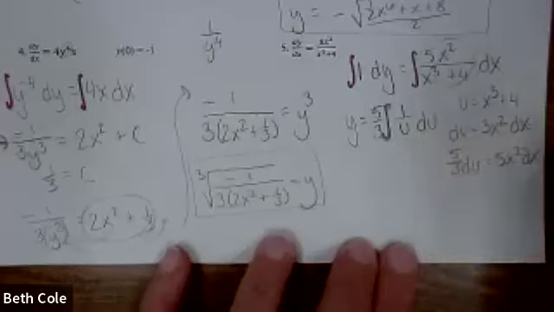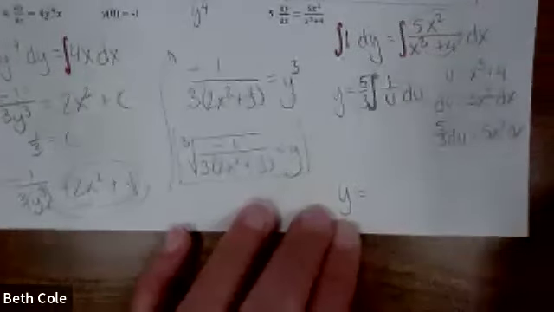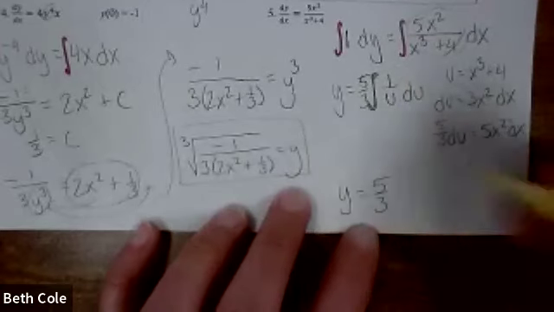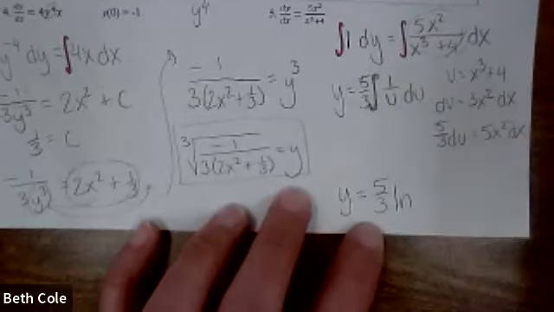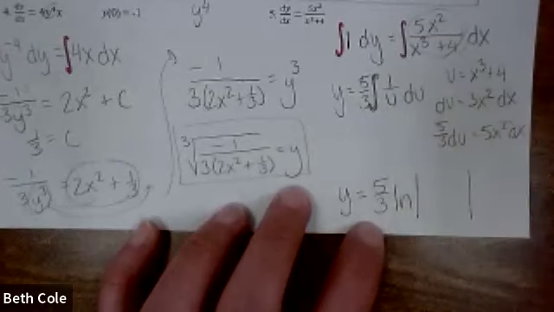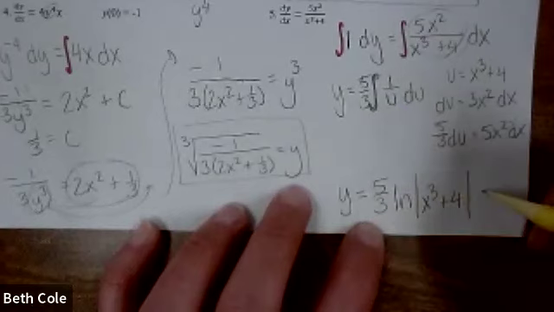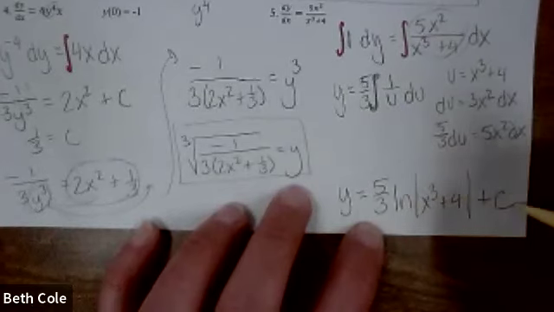So what is your antiderivative? I'm going to write my answer down here where I have a little bit more space. What's your antiderivative of 1 over u? ln, and what do you need? Absolute value, and what was u? The x cubed plus 4, and then at the end, plus c.